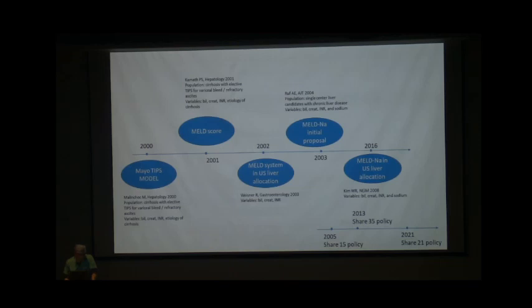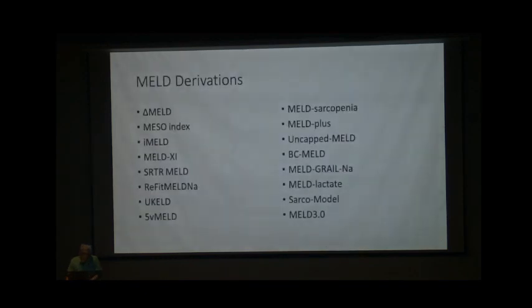Subsequently, the policies were changed. It came to the Share 35 policy, and recently the Share 21 policy has been proposed, that is allocating liver regionally and nationally to MELDs more than 21. After that, subsequent MELD derivations have come, that is delta MELD, MESO index, iMELD, especially used in excluding the INR, and lots of other things are there. I will not go into the details. Important is the MELD sarcopenia, which will come later on.